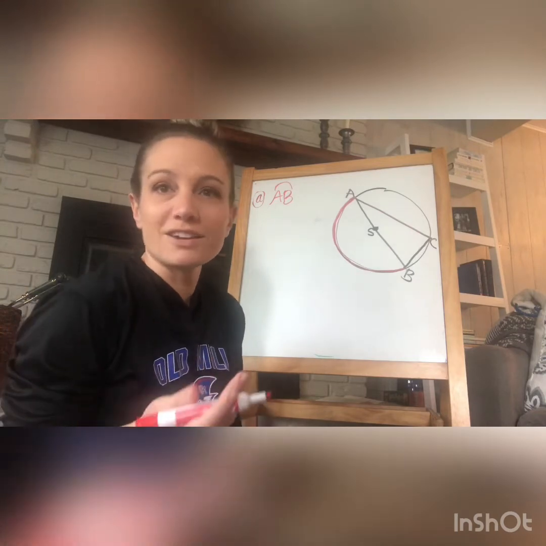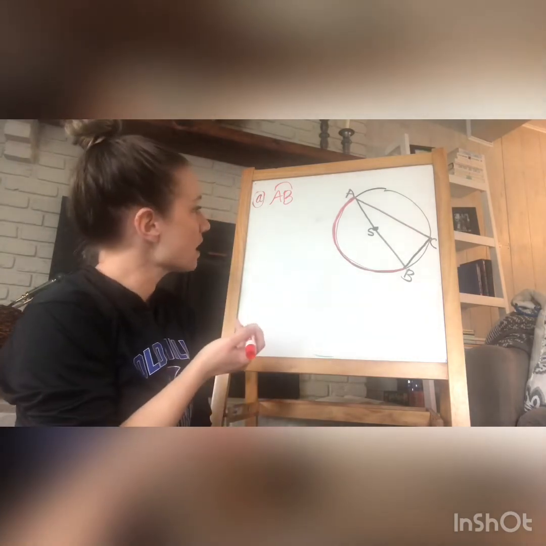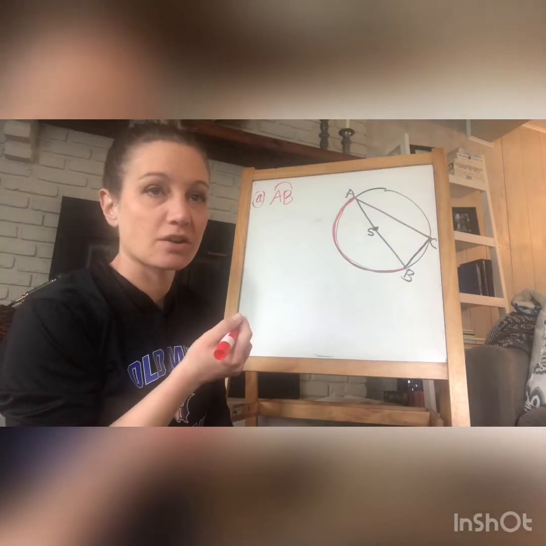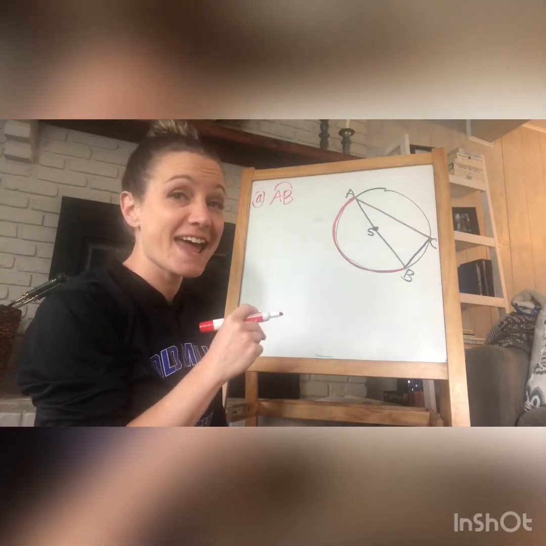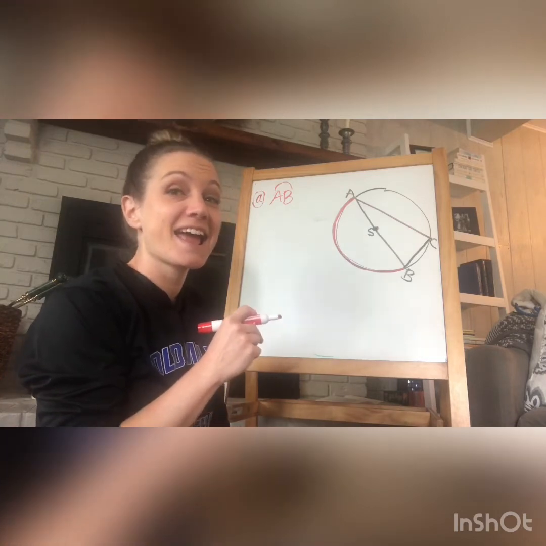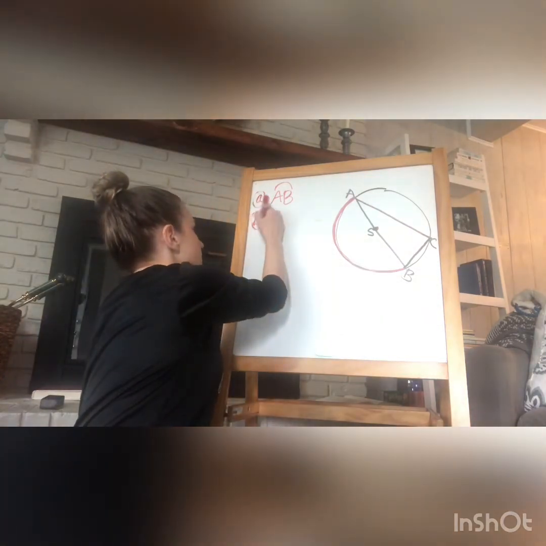B, what kind of arc is it? Is it a minor arc? Is it a major arc? Or is it a semicircle? I feel like all of you at this point should know that it is a semicircle.